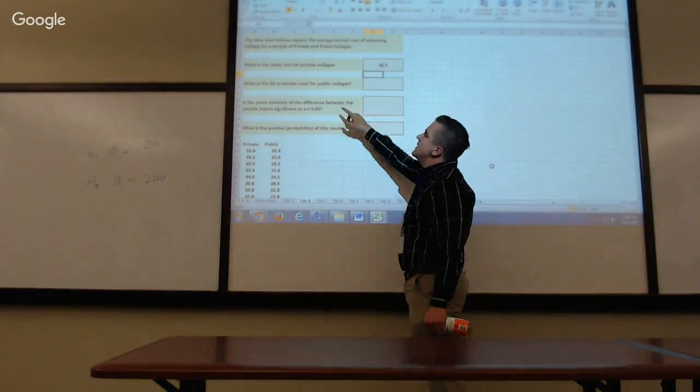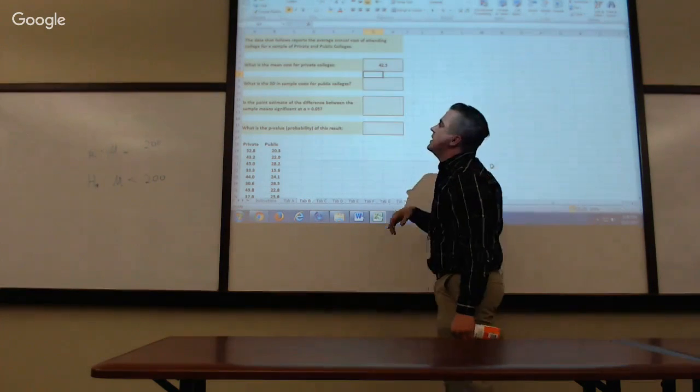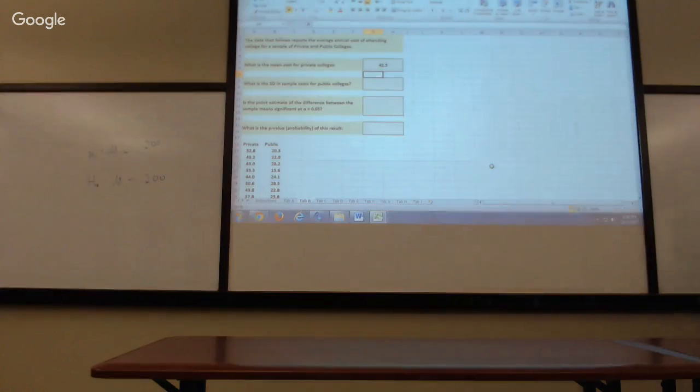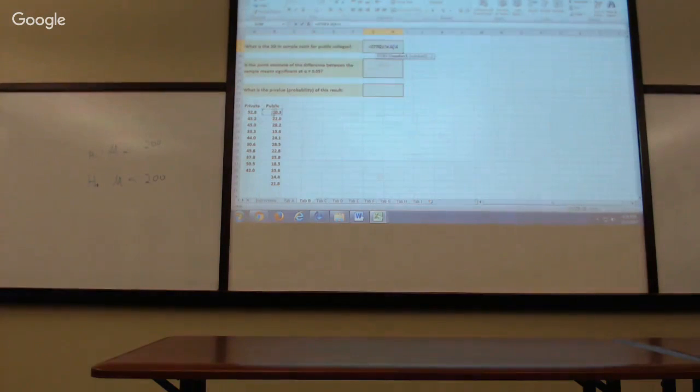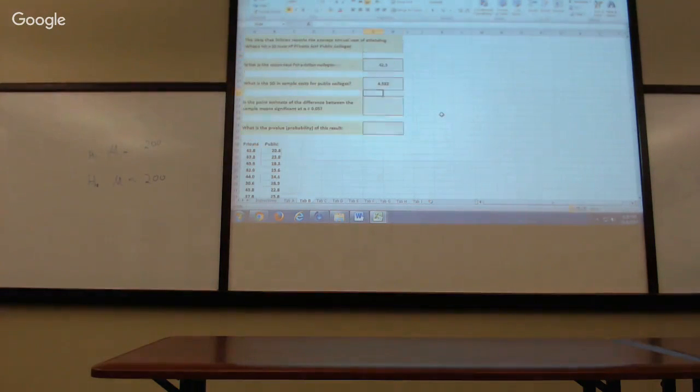What is the standard deviation in the sample costs for public colleges? So this one's pretty easy. You go in here, we can say standard deviation of a sample for public colleges. We have 5.32. So is the point estimate of difference between the sample means significant at an alpha value of 0.05? So what this is asking us to do is set up a null hypothesis and then run a test on whether or not these two means are different from each other.